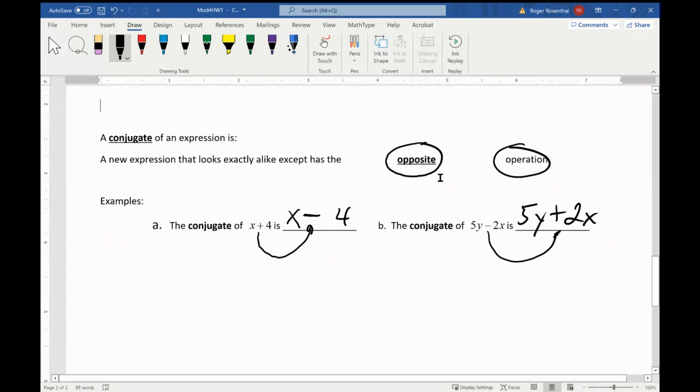So that's it. Relatively short section. That's the end of Module 4, Homework 1.